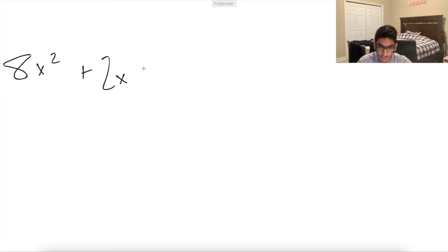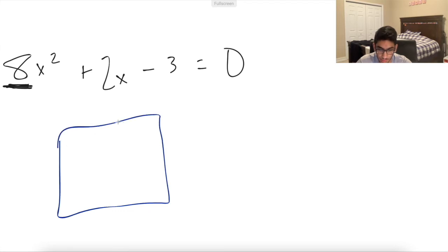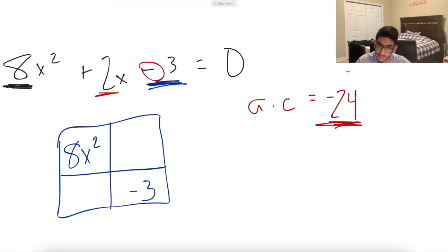The next one is 8x squared plus 2x minus 3 is equal to 0. Same situation here: a is not equal to 1, so we have to make that 2x2 grid, the box method. We have our box, a term top left, c term bottom right. Make sure to include that negative. Same as last time, a times c equals 8 times -3, which is -24. So what multiplies to get -24 and adds to get 2? You're going to come up with -4 and +6. These are our missing components to this box: -4x and 6x.